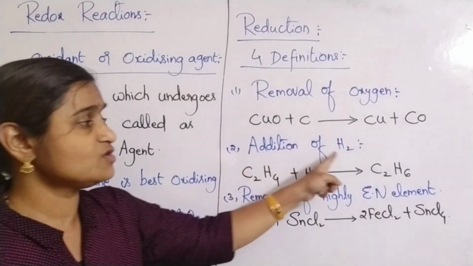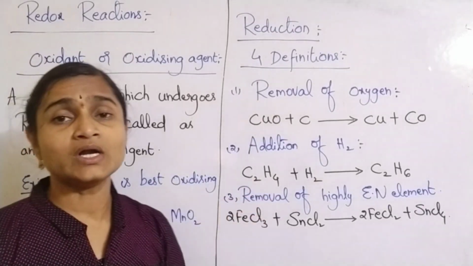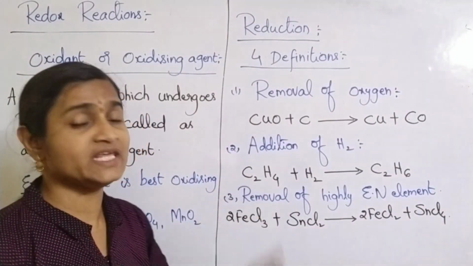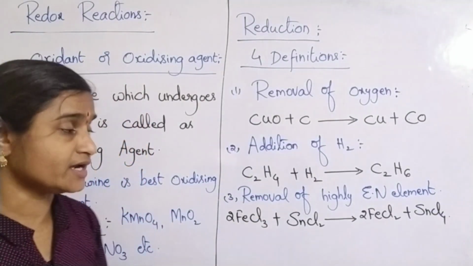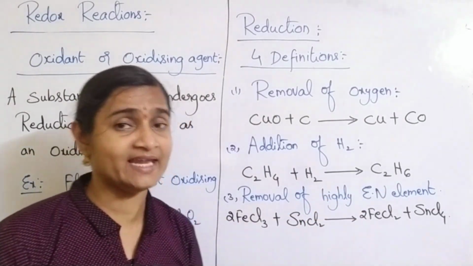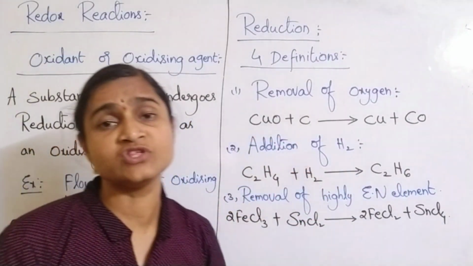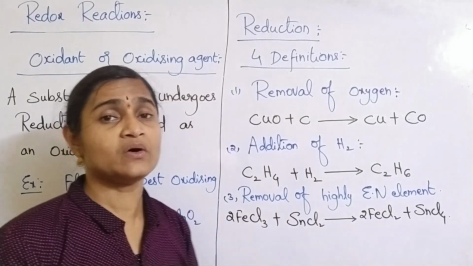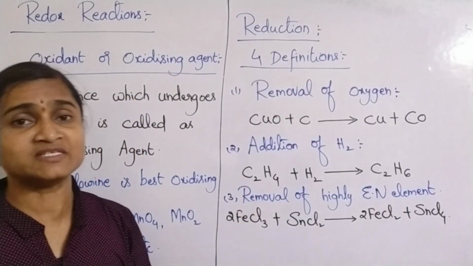And next, addition of hydrogen is also called reduction. C2H4, ethene, when it reacts with hydrogen, gives ethane, C2H6. Alkenes on hydrogenation give alkanes. You will learn this in organic chemistry also.